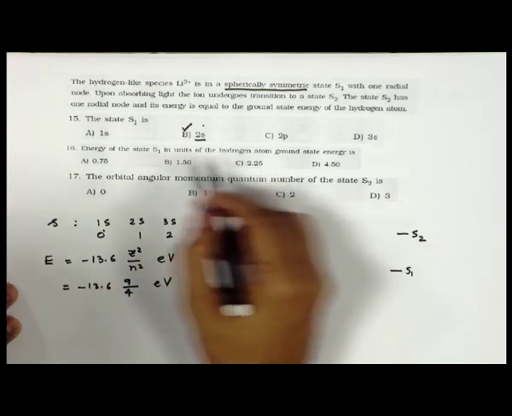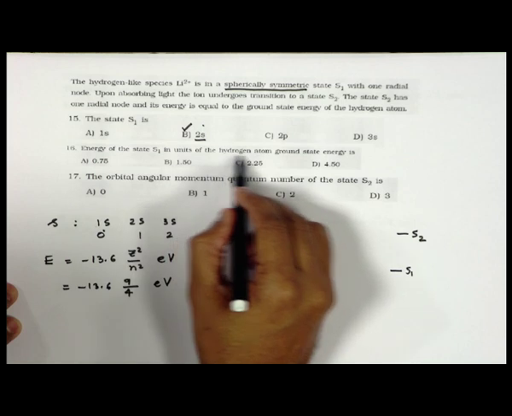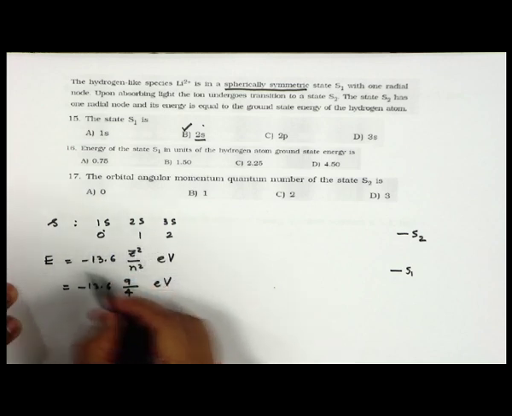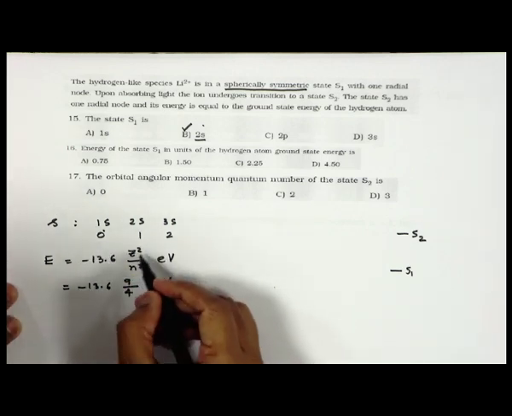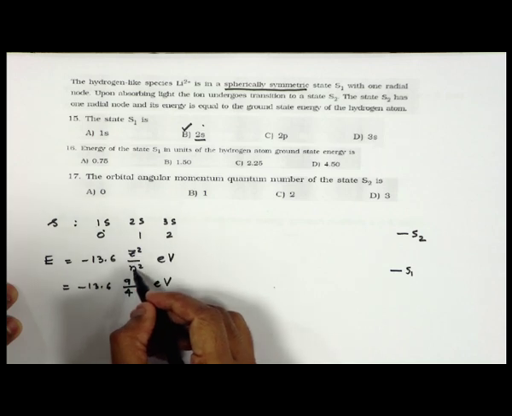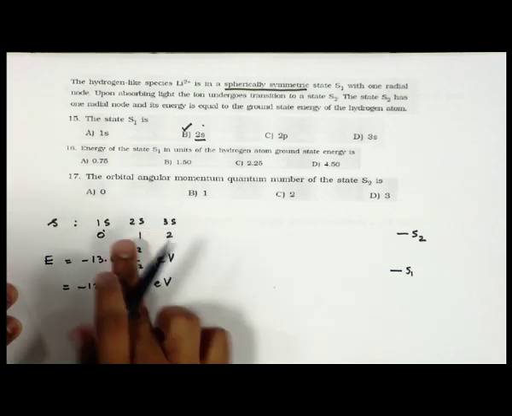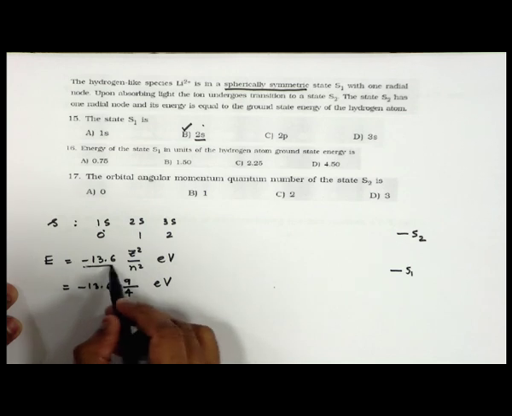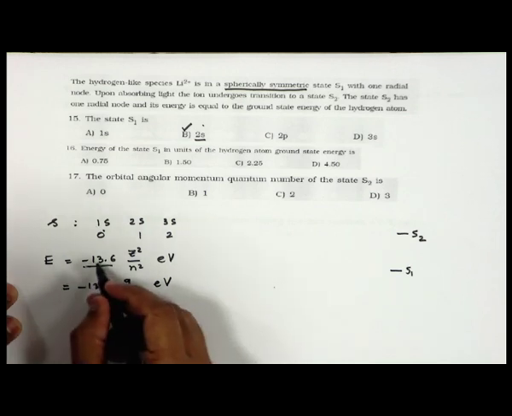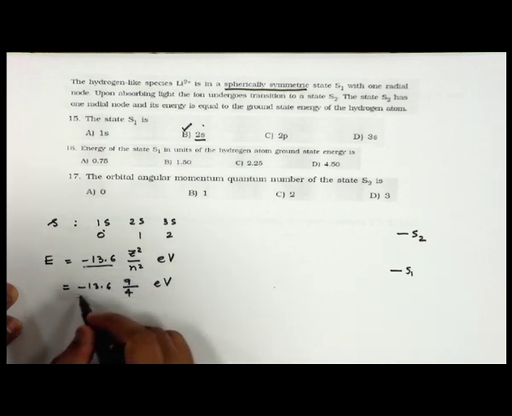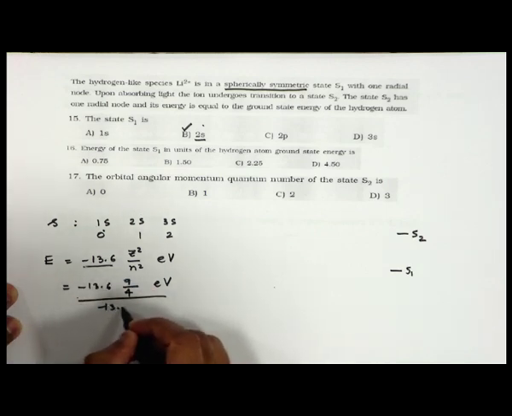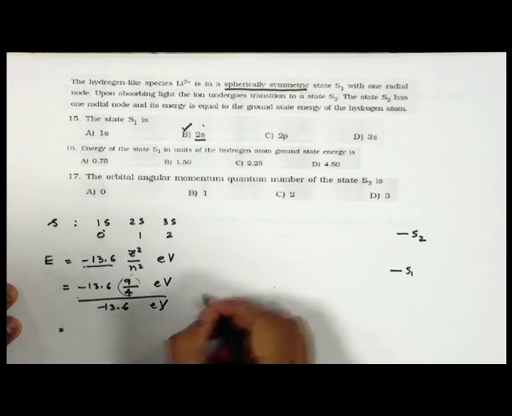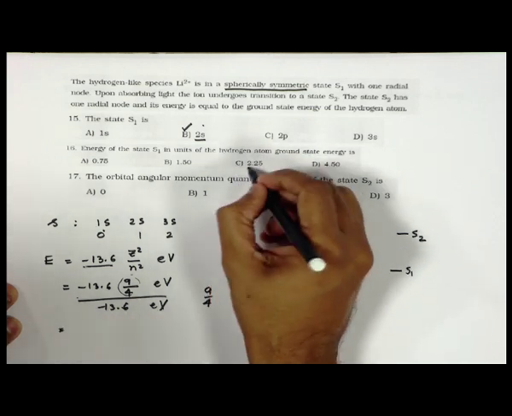And what does it ask? It asks in units of the hydrogen atom ground state energy. What is the hydrogen atom's ground state energy? We can find that from this equation itself. For hydrogen atom Z is 1 and for the ground state n is 1. So, this term does not give any contribution, and the hydrogen atom's ground state energy is minus 13.6 electron volt. So, in units of hydrogen atom's ground state energy, this is 9/4, which is 2.25.